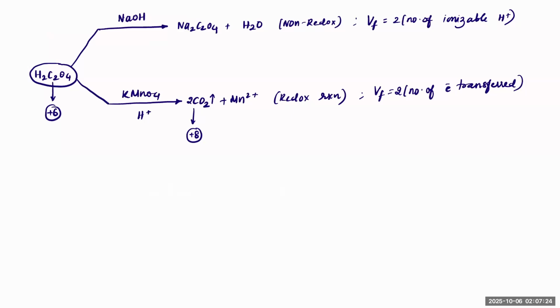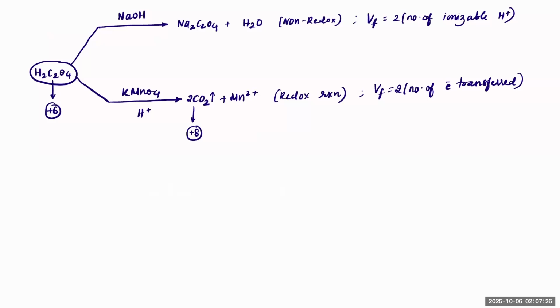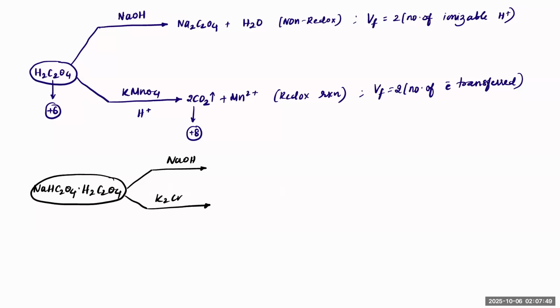Okay. Now tell me if the same case is being utilized this way. NaHC2O4 dot H2C2O4. If this is a compound I took, and once I'm reacting with NaOH, and once I'm reacting with K2Cr2O7 as an oxidizing agent. In this case, it will become only Na2C2O4. And in this case, it will become carbon dioxide. Now tell me what is the valency factor here and what is the valency factor here.